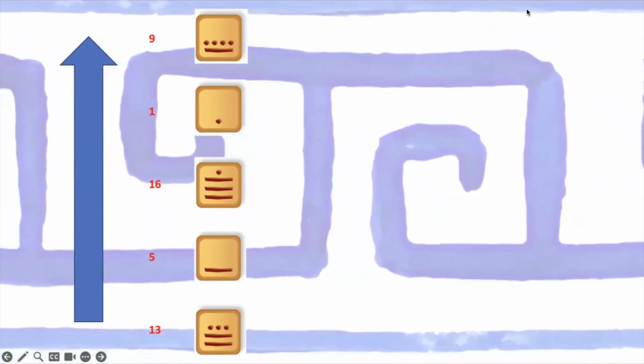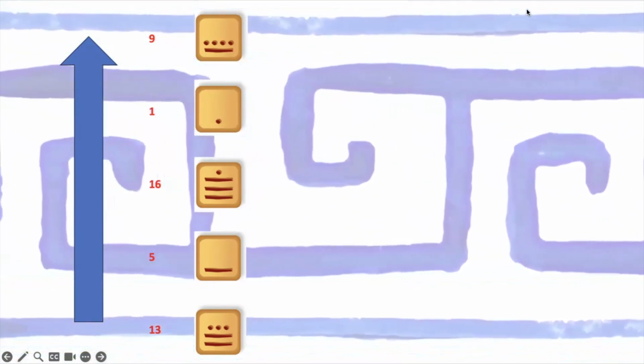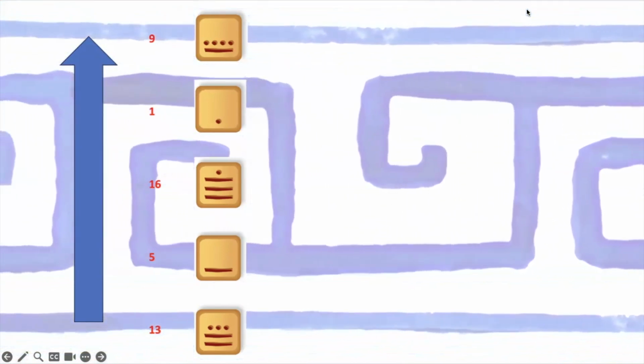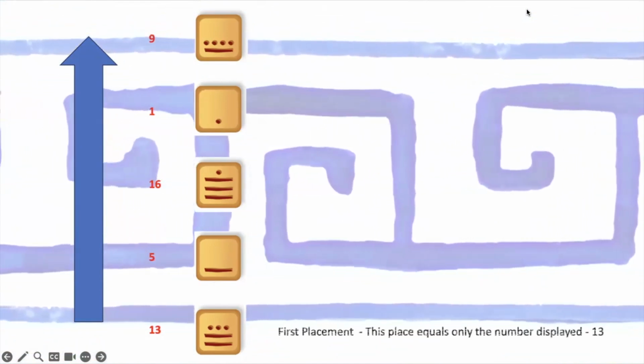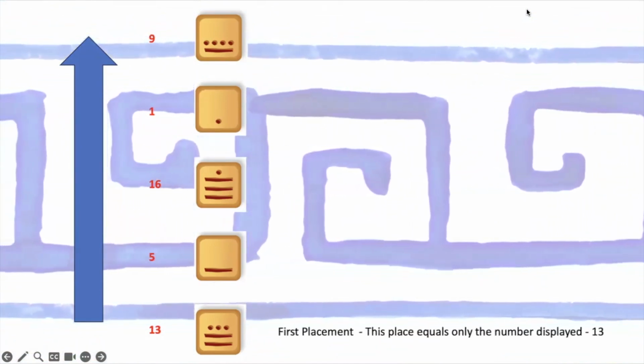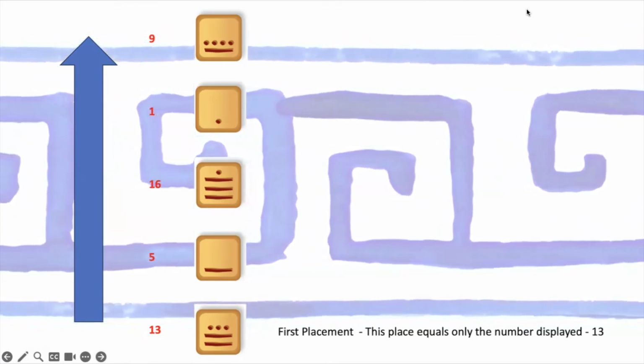Okay, but as I said before, each level has a different function. The first level equals only the number displayed. Always. You do not need to do anything else with the first level. You just leave it alone. Whatever number is displayed there, that is the number that you come away with.